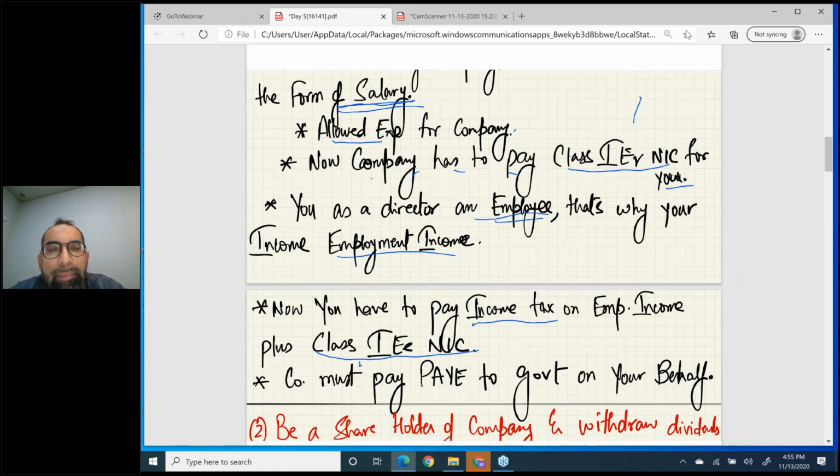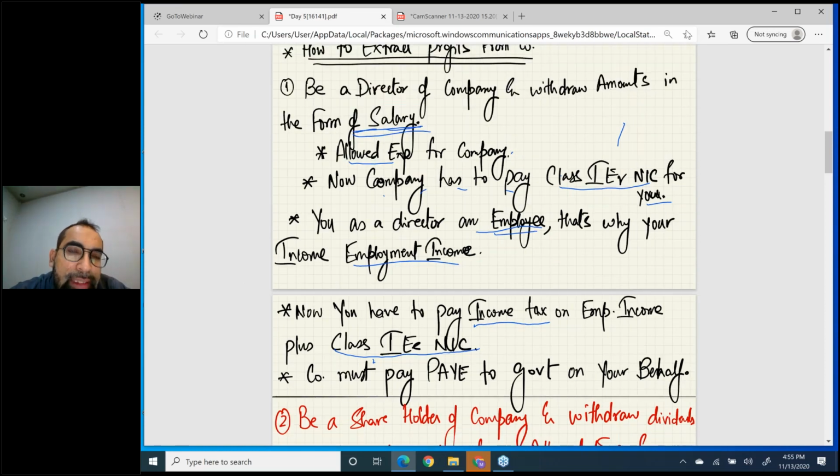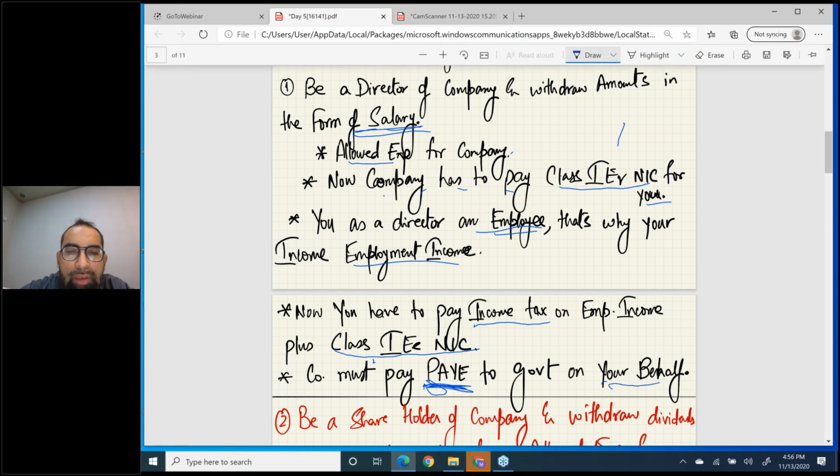Now just think. The company is paying class 1 employer NIC. You as a director employee are paying class 1 employee NIC. You are also paying income tax on the non-saving rate. Now the company must pay one more thing. When the company is the employer and you are the employee, the company has to deduct PAYE as well, and pay to the government on your behalf.